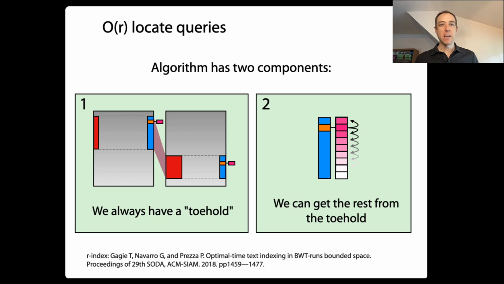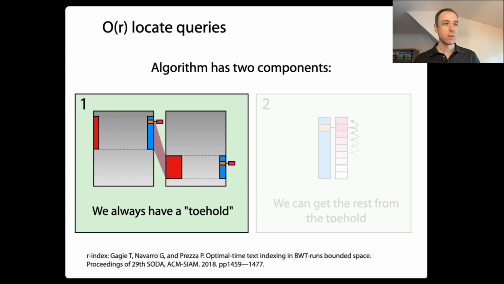And then the second part of the algorithm is that the toehold is enough, because from the toehold we can do another kind of query to figure out the rest later on. The second part of this conceptual framework will have to wait for the next video, but we will tackle the first part here.